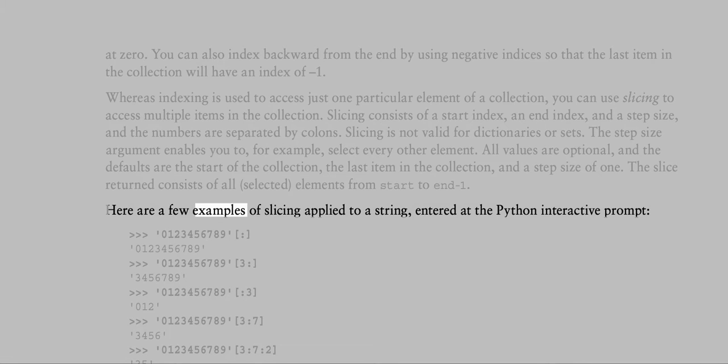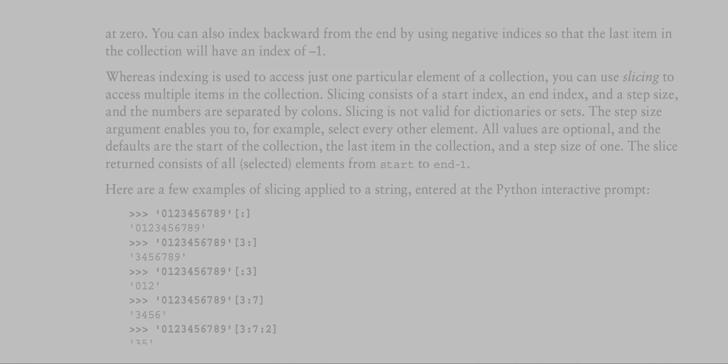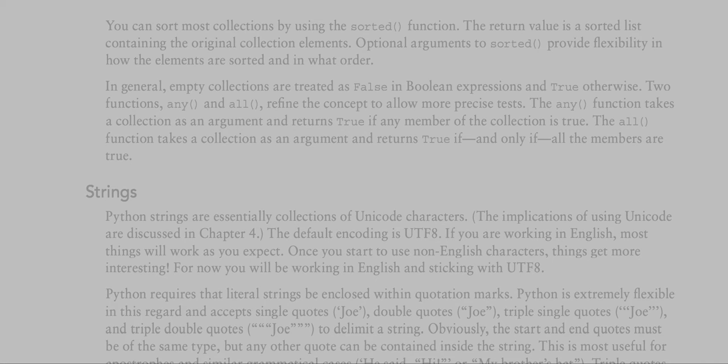Here are a few examples of slicing applied to a string, entered at the Python interactive prompt. Slicing with 3: gives 3456789; with :3 gives 012; with 3:7 gives 3456; with 3:7:2 gives 35; and with ::3 gives 0369.